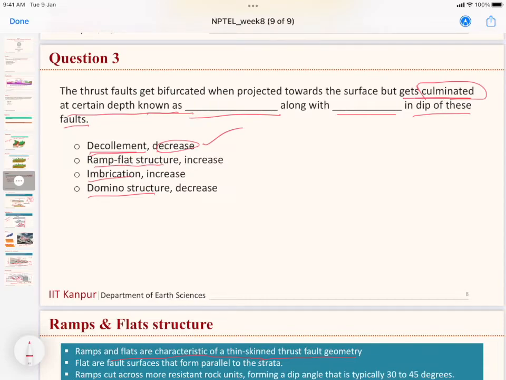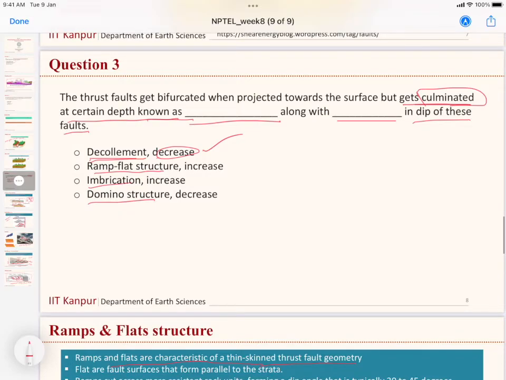Okay, good. So you were confused between ramp flat structure and decollement. But always remember, in case of a ramp flat structure, you will see a staircase kind of feature. If it is not there, then it's not a ramp flat structure. Simple. Don't get confused. Whenever confused, try to relate it with simple things. For ramp flat, relate it with a staircase.